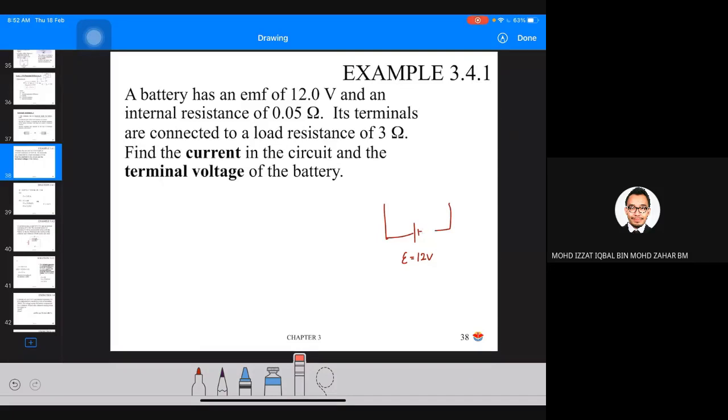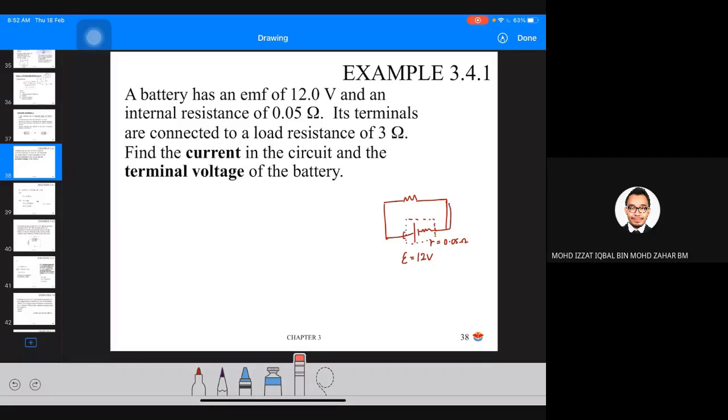Okay, R is equals to 3 ohm. Okay, that one is capital R. Sehingga dalam exam, dia kasih all in terms of words. So you have to represent with a symbol lah. Okay, now, the one that you measured, terminal voltage, is actually the voltage across the resistor here. So use the symbol V there, okay?